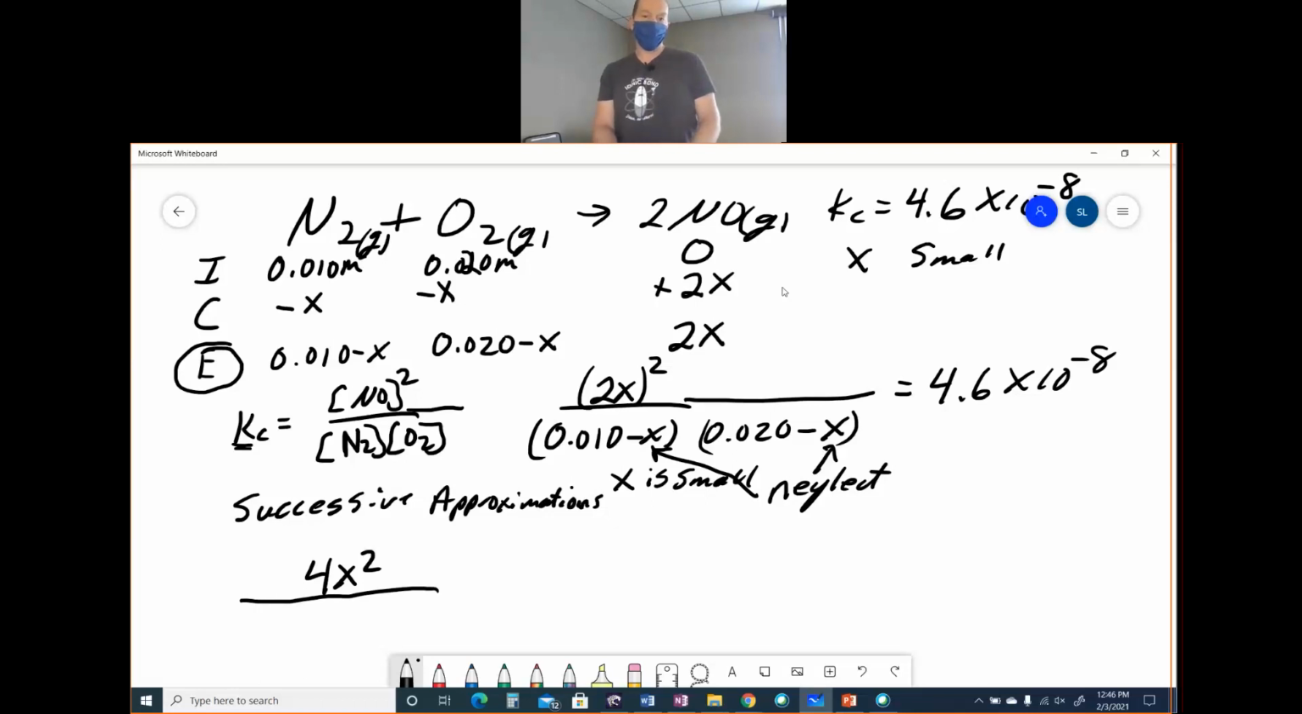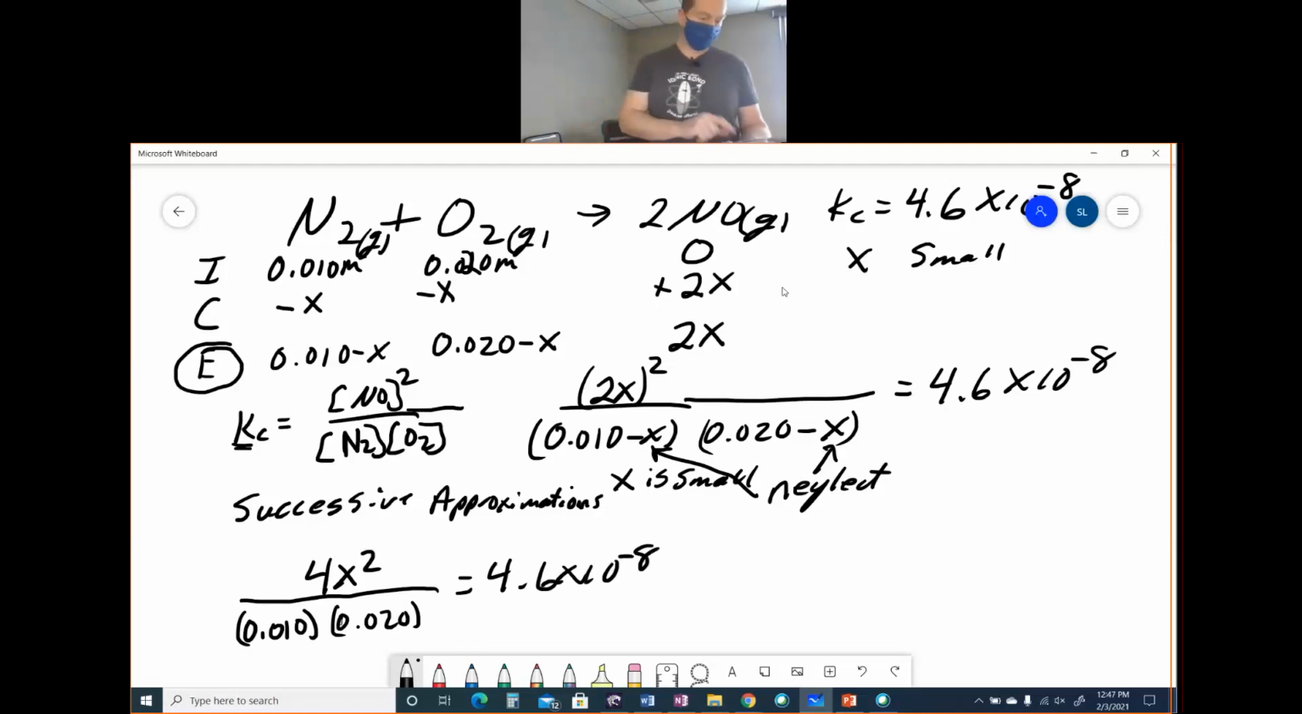And so we're putting in 0.010 for our N2, and 0.020 for our O2. And we know that that is equal to 4.6 times 10 to the minus 8. And so now we take our calculator, we take 4.6 times 10 to the minus 8, and then we multiply both sides by 0.01, we multiply both sides by 0.02, and we divide both sides by 4.